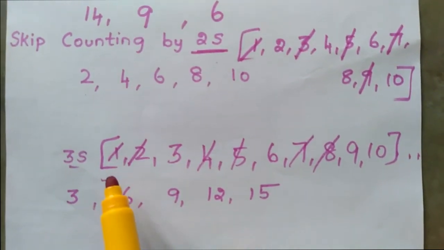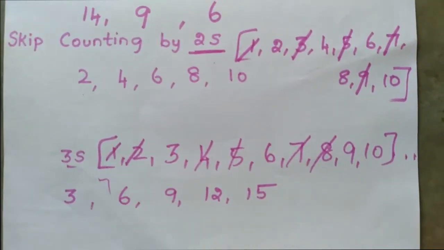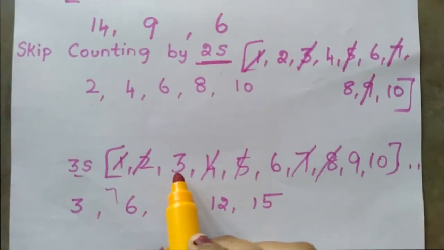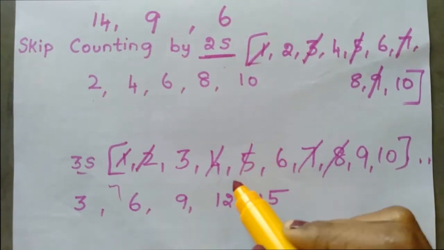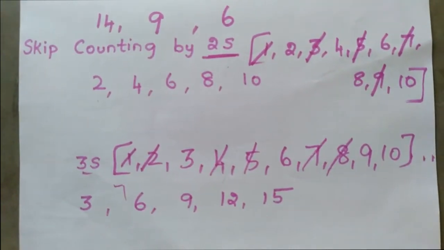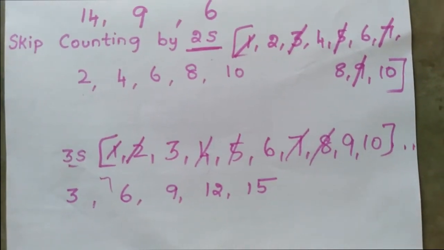So skip counting by 3, what do we have to do? We have to skip how many numbers? 2 numbers. 1 and 2 you have to skip and write 3. Then 4 and 5 you have to skip and write 6. Then 7 and 8 you have to skip and write 9. Like that it will go on.